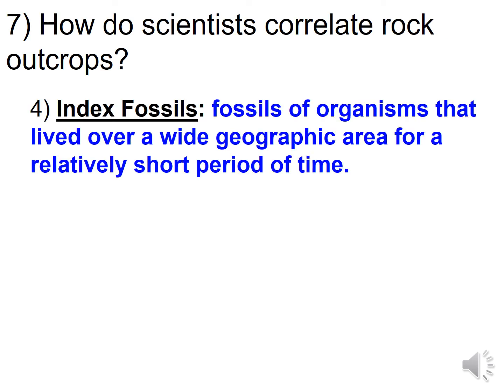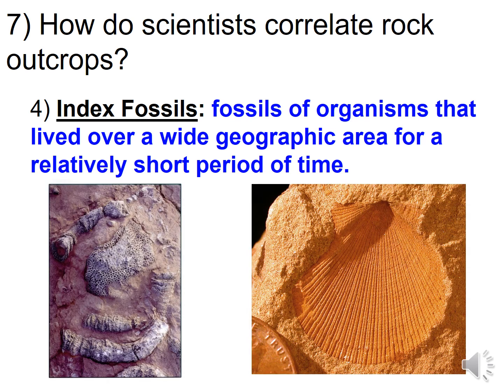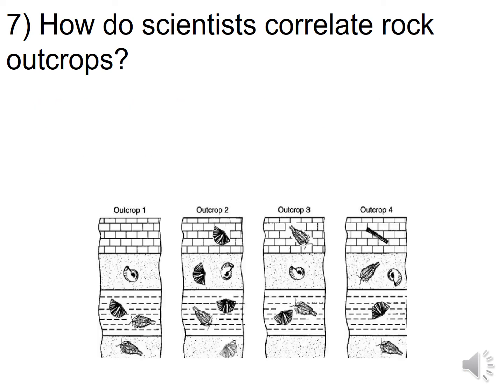So what else do they use? They also use something called index fossils. These are fossils of organisms that lived over a very, very wide geographic area for a very short time. So a wide area geographically, but a short period of time. Okay, those are the two key things. We can use these fossils to be index fossils. If it was over a long period of time, that's not very useful to us. It has to be a short period of time.